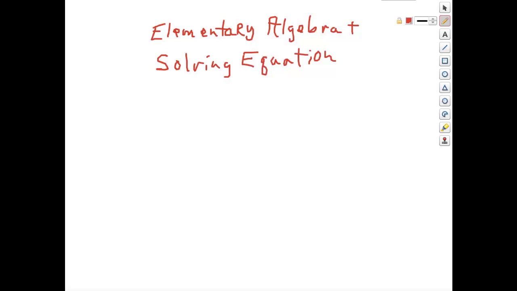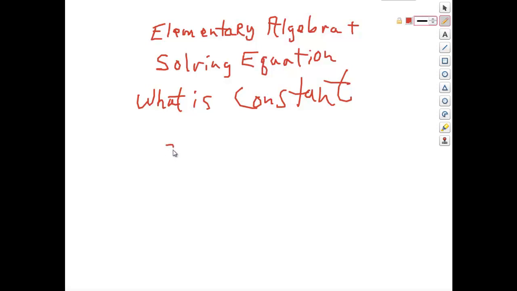Today we're going to talk about elementary algebra and solving equations. Okay, so first we have to get some elementary concepts out of the way. The first one is, what is a constant? Okay, a constant, pretty simple term, is simply an integer, a fraction, a real number that doesn't change. Okay, so here are three constants.